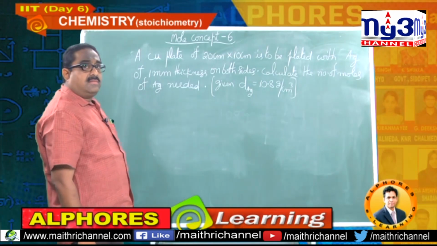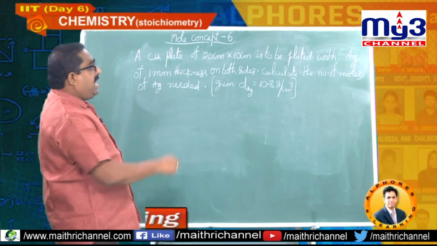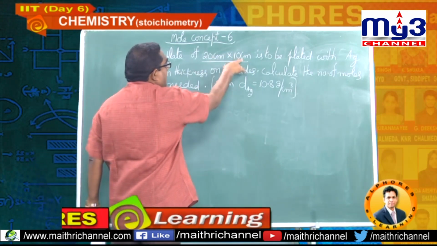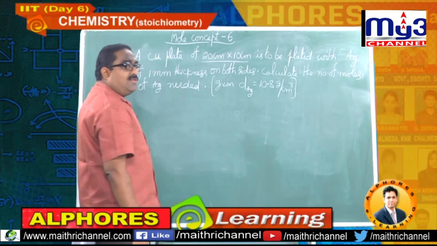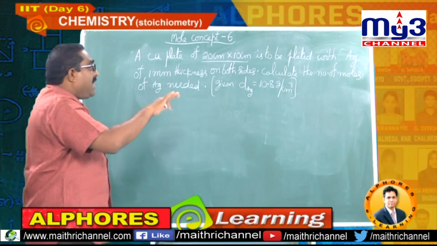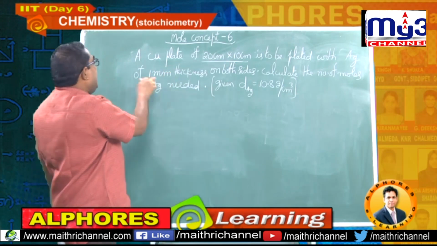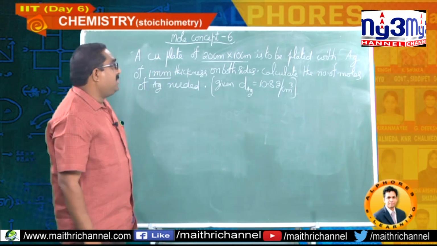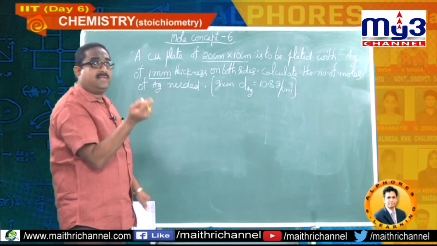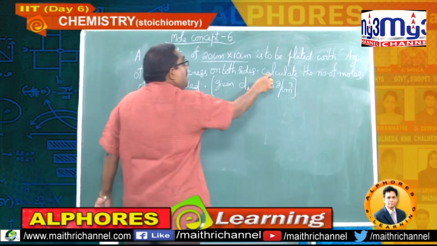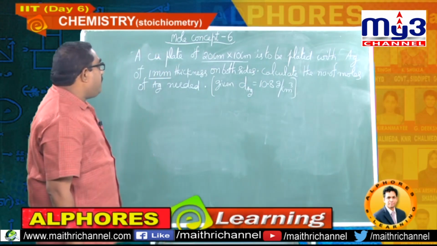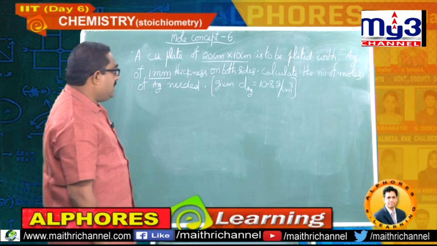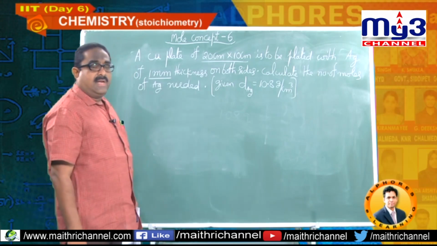Here in this question, the copper plate of this measurement, it is nothing but area 20 centimeter into 10 centimeter. That copper plate should be plated with silver to the thickness of 1 mm, on both sides. And for that, how many number of moles of silver is needed? That is the question exactly asked you to calculate, right?